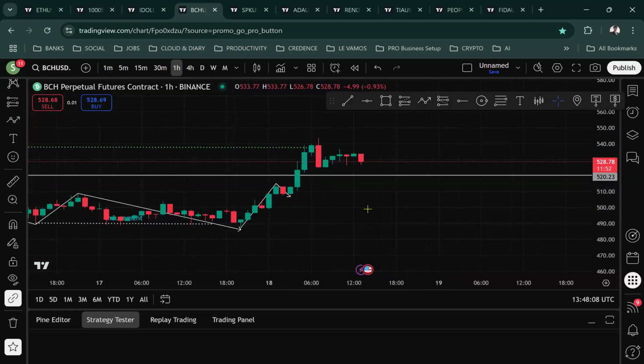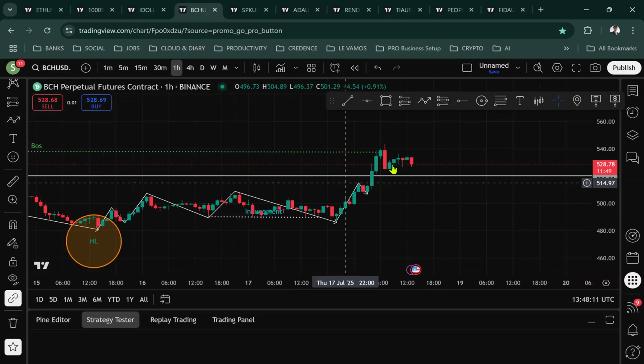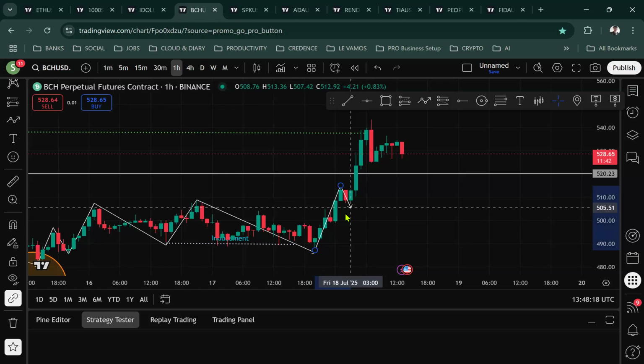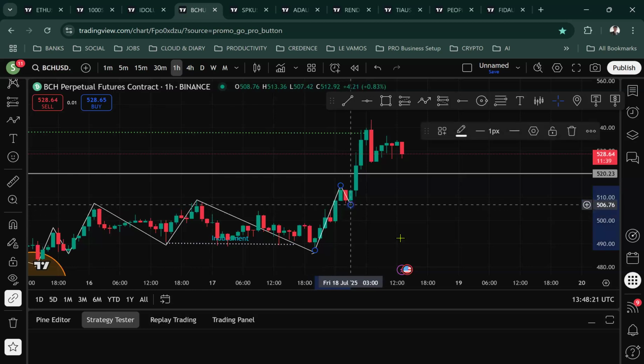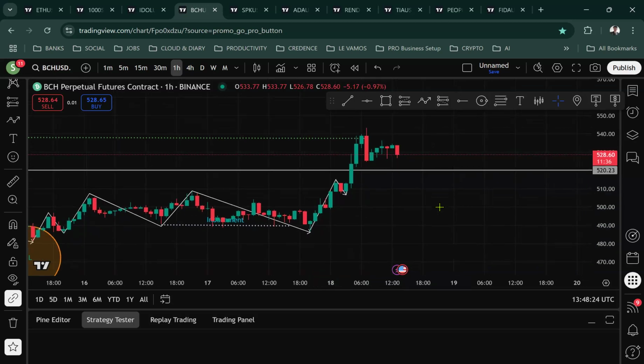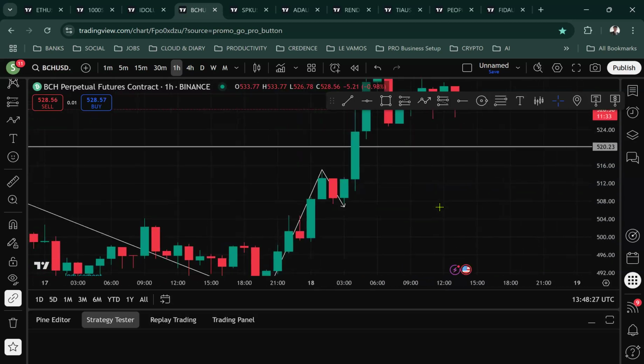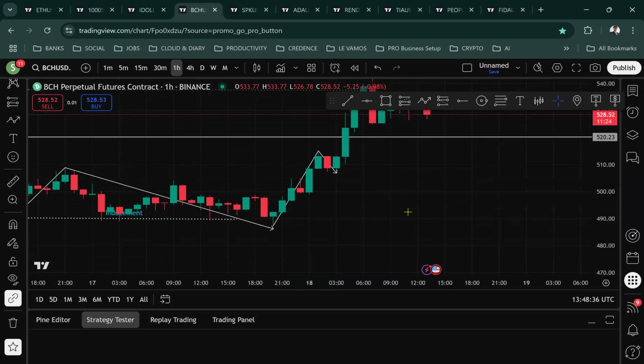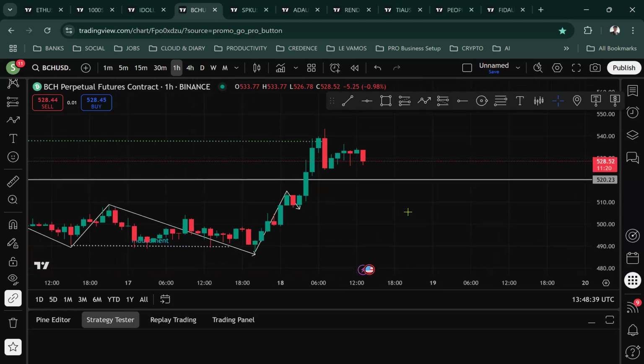That's it. Because here, this is not a valid pullback. Here, yes, this is. Is it a valid pullback? Yeah, so then you draw. This is a valid pullback. This is a valid pullback. So you can complete the impulsive move to the top.